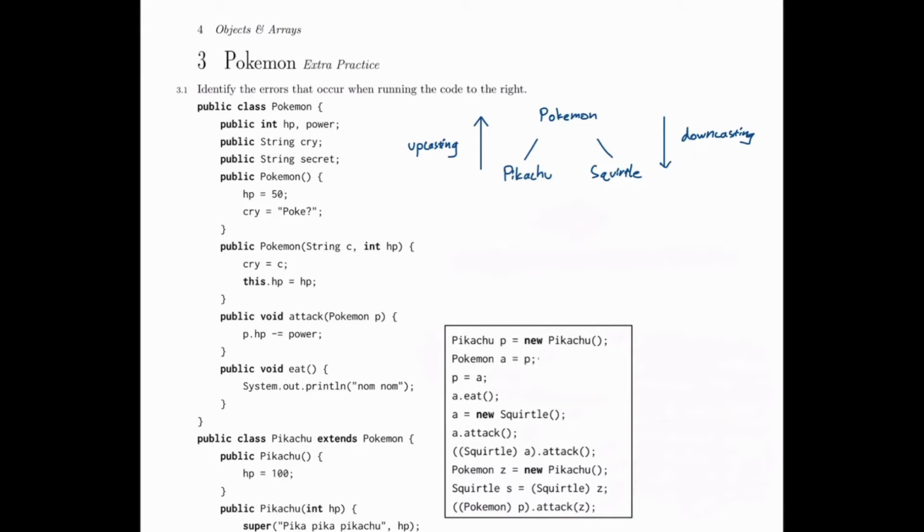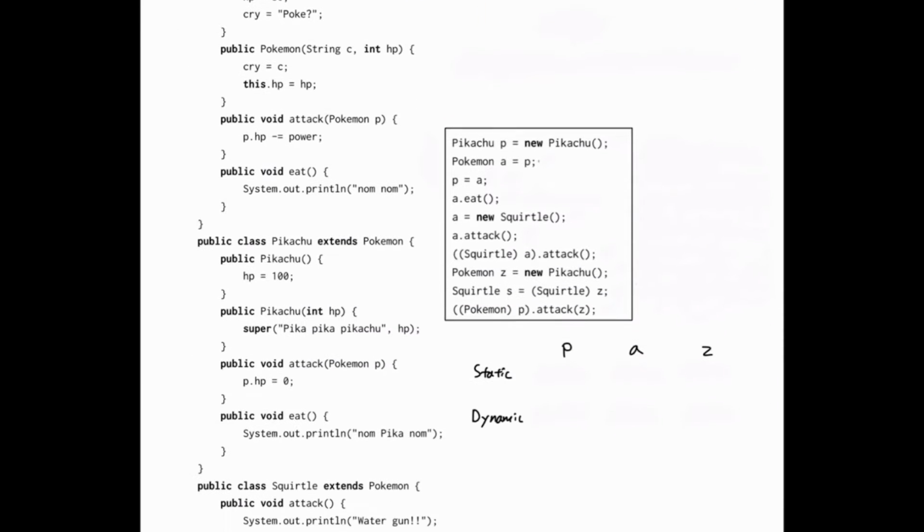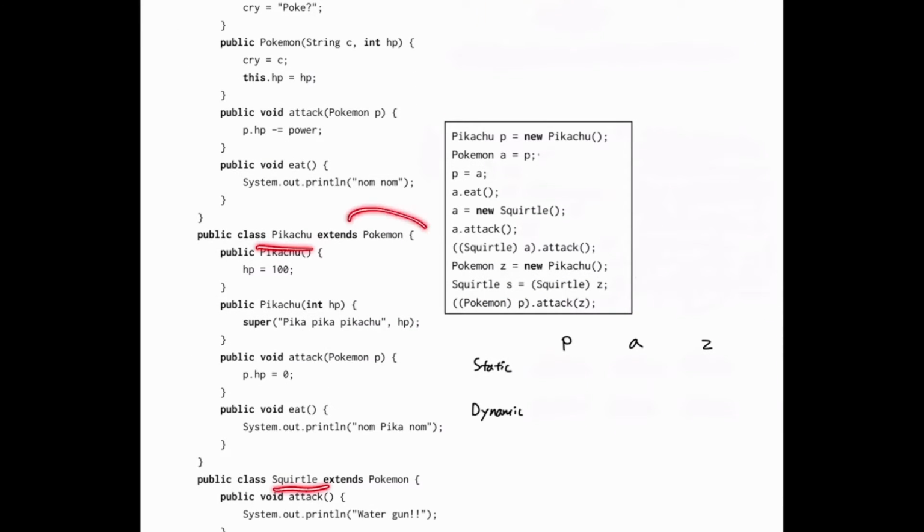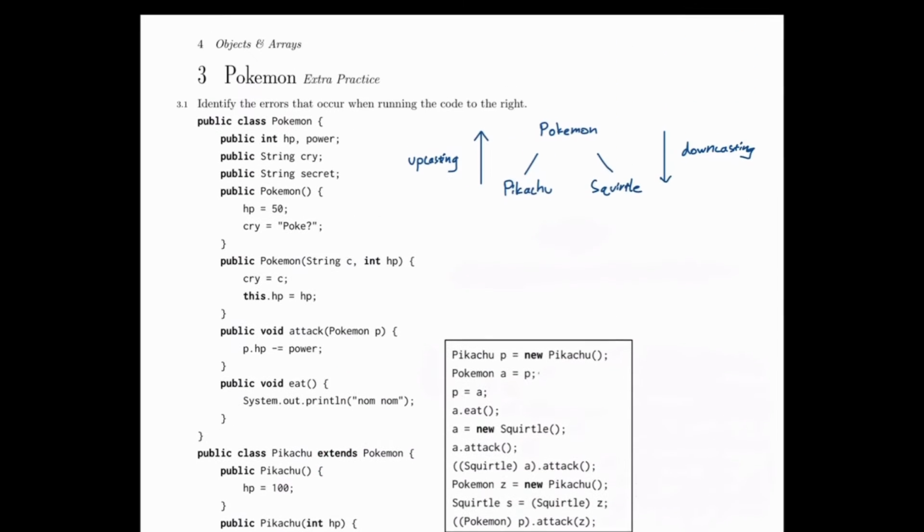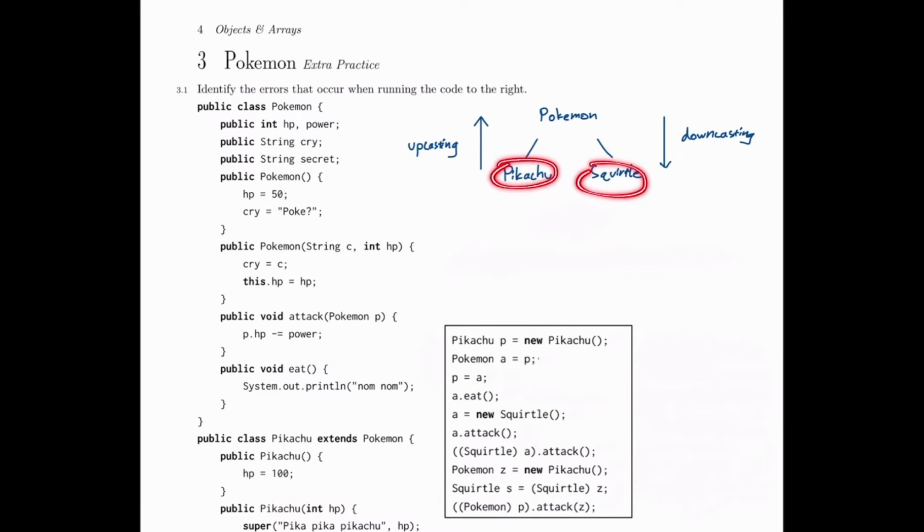Before that, let's revisit how casting works in Java. In this problem, we have a class Pokemon with two subclasses, Pikachu and Squirtle, that both extend Pokemon. What this means is that if we have a variable of type Pikachu or Squirtle, we're able to upcast it to type Pokemon, and vice versa. If we have a variable of type Pokemon, we're allowed to downcast it to type Pikachu or Squirtle. Keep in mind that you are not allowed to cast in between subclasses. It wouldn't make sense to say that my Pikachu is a Squirtle, after all.